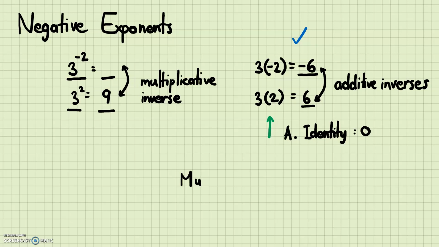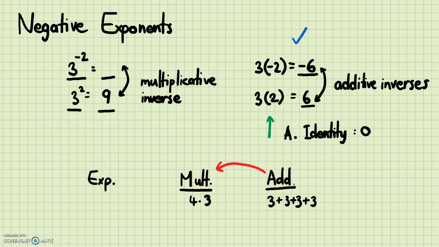So here's multiplication, here's addition, and here's exponent. Multiplication is an easier way to do addition. If you're adding a lot of things, you can just simplify it as multiplication. So for example, if you're doing 3 plus 3 plus 3 plus 3, 4 3s here, you can just simplify that as 4 times 3. So multiplication is a step above addition.